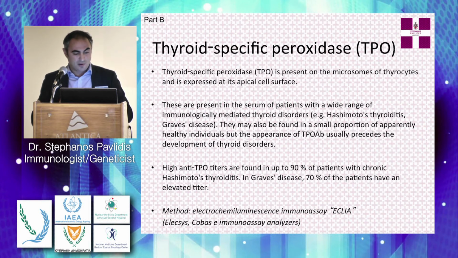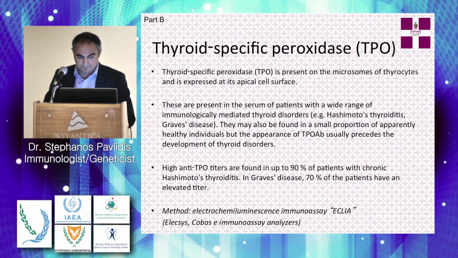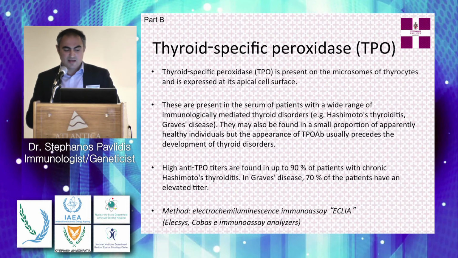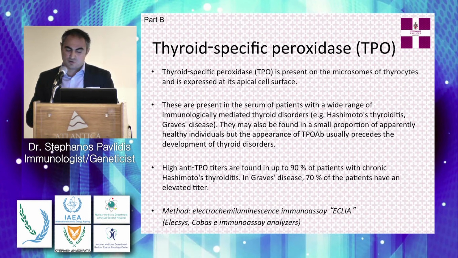High anti-TPO titers are found in up to 90% of patients with chronic Hashimoto thyroiditis, and in Graves' disease, 70% of the patients have an elevated titer. The method for this test is mainly electrochemiluminescence, ECLIA, as it's being called, mainly used by the analyzers Elecsys and Cobas.